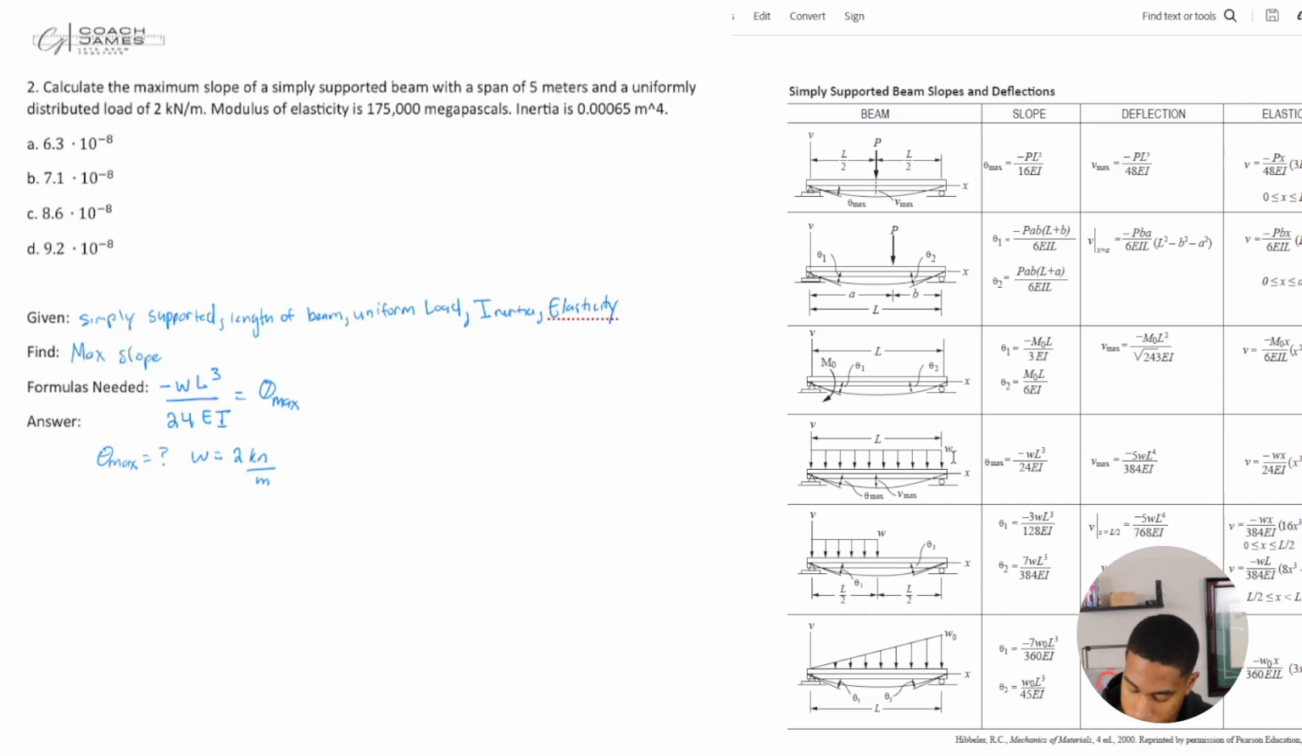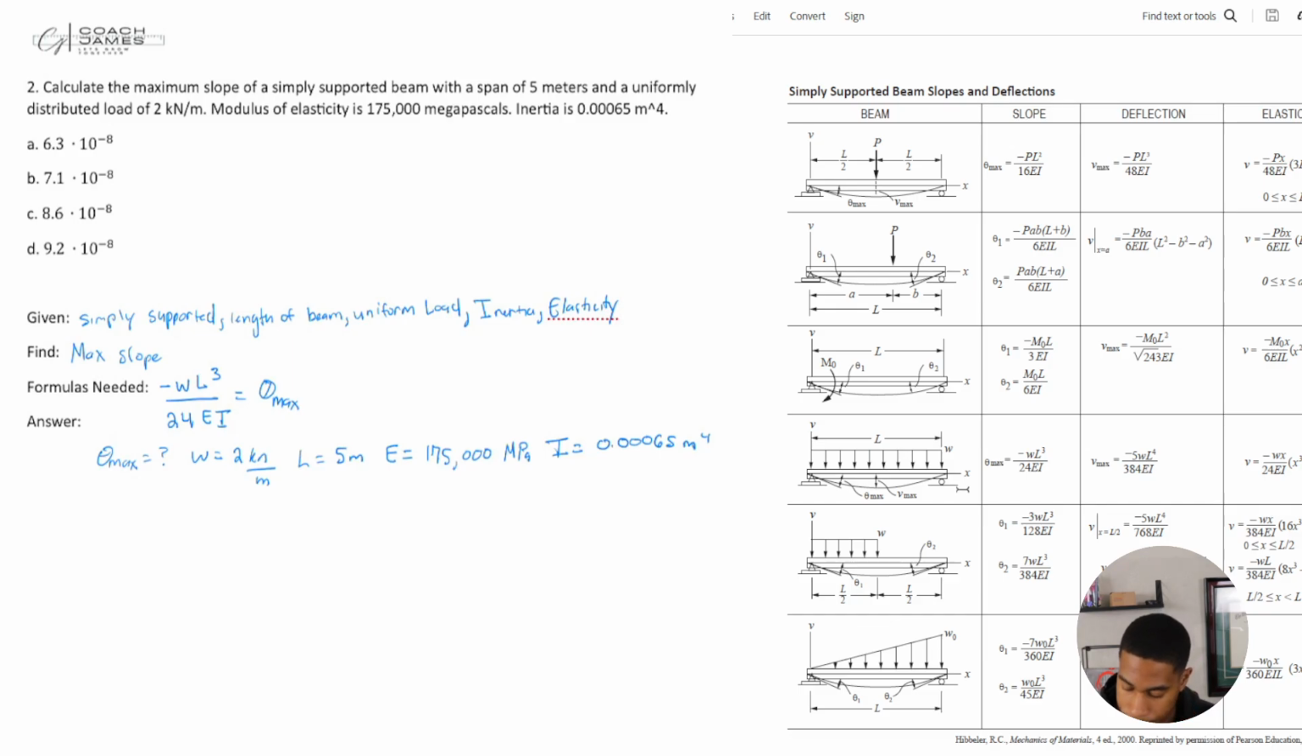So in this case, it's 2 kilonewtons per meter. Okay. L is equal to what? L is the length of the beam. That should be 5. Right? And then E is equal to 175,000 megapascals. What about I? I is equal to 0.00065 meters to the fourth. Okay.